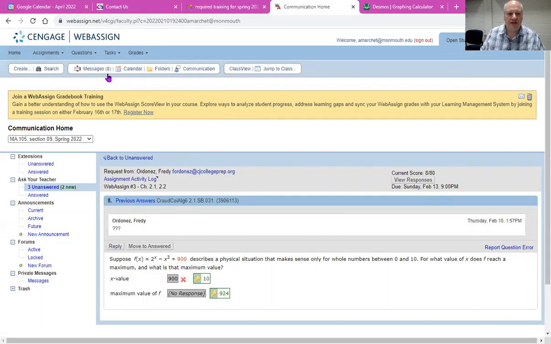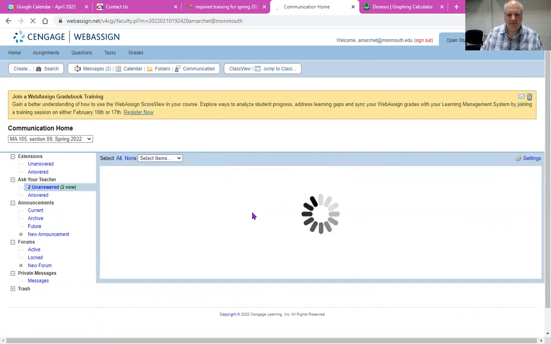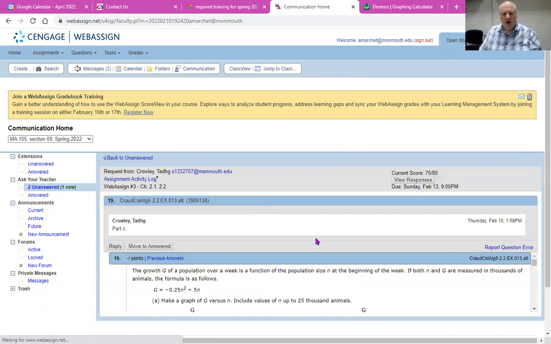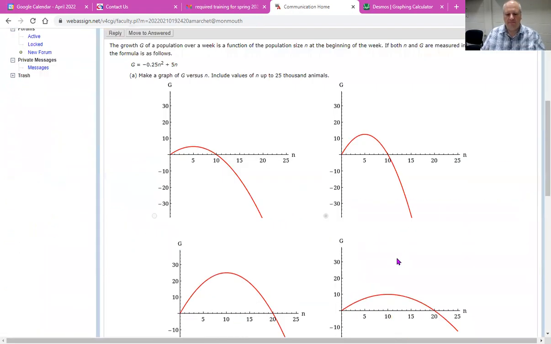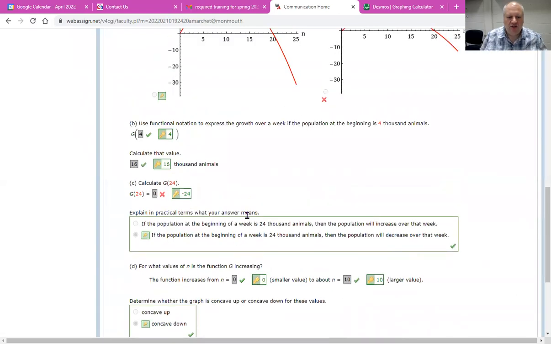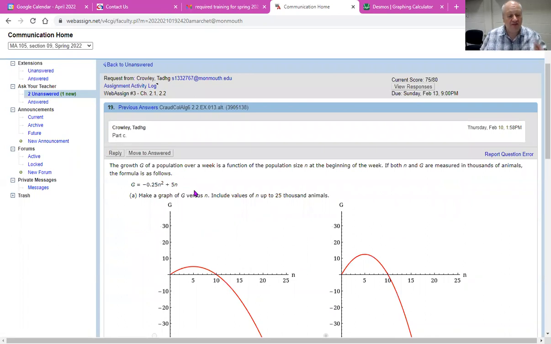Another good question here I have. I can move that to answered. Okay. This one came from Tag. And we want to look just at part C, okay? Okay, calculate G of 24. To calculate G of 24, that's actually really easy to do if you use Desmos. So let's take this formula and put it in Desmos.